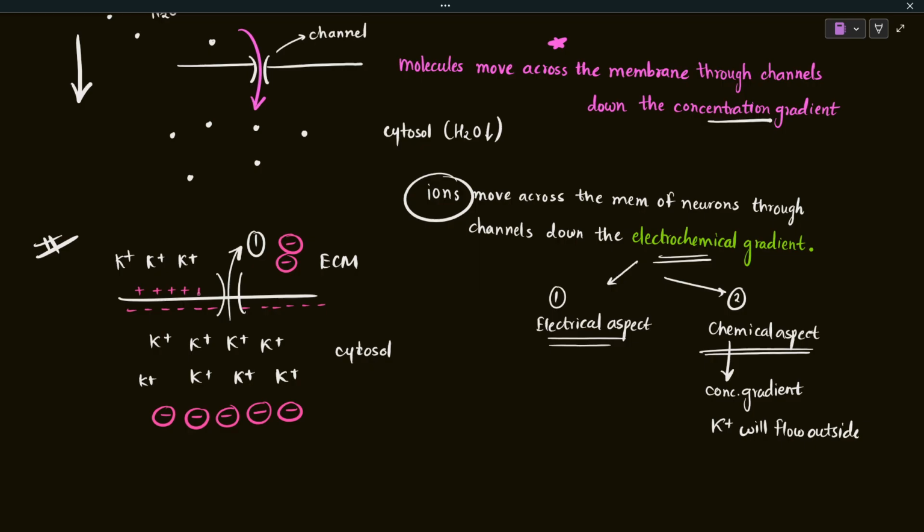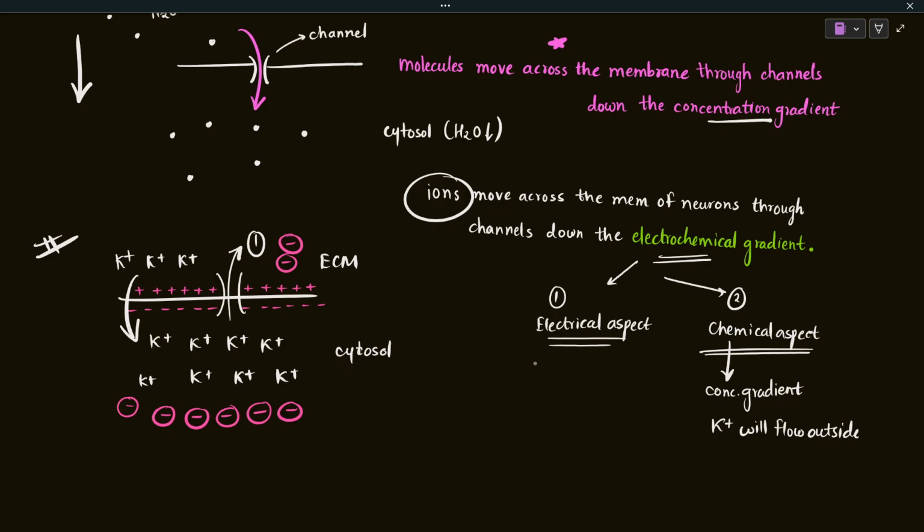So the outer part of the membrane is positively charged, while the inner part of the membrane is negatively charged due to the high concentration of anions on the cytosolic part. So this sets up an electrical gradient, which forces the positive ions to move from the positive charge to negative charge.